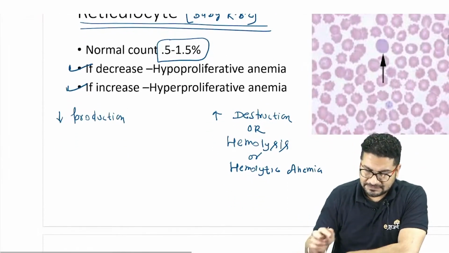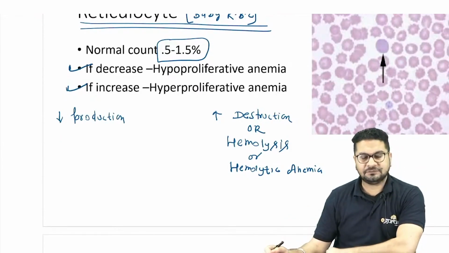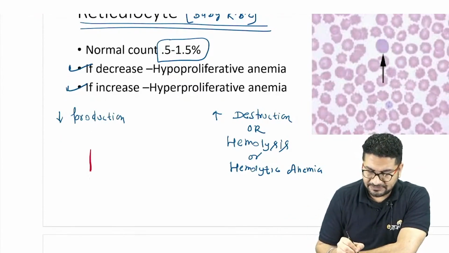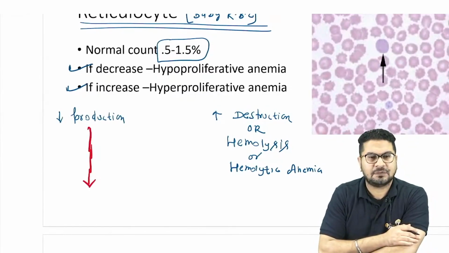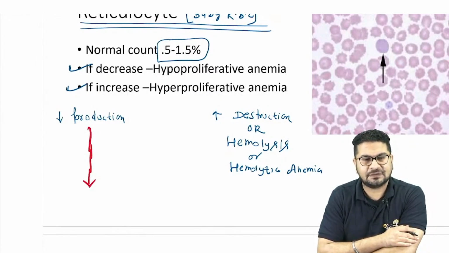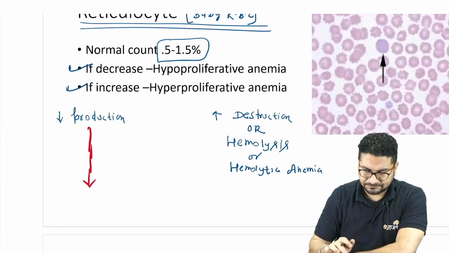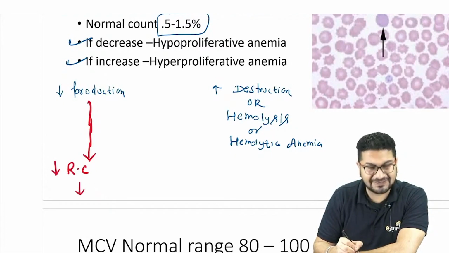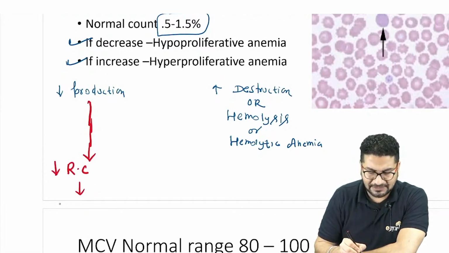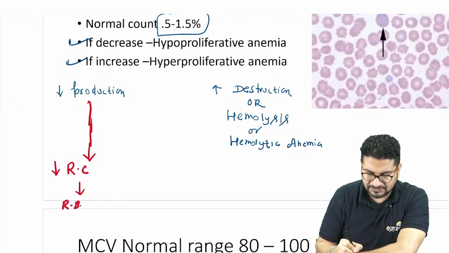So try to understand this very carefully. Listen to me very carefully now. Production is decreased. Production is decreased means baby RBCs are also not formed. Baby RBC means reticulocyte count. So baby is decreased. Since baby is decreased, remember, adult RBCs or mature forms are also decreased. Simple.